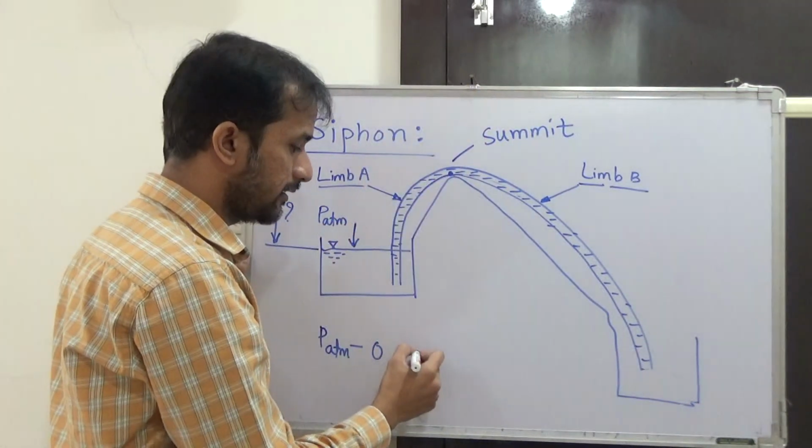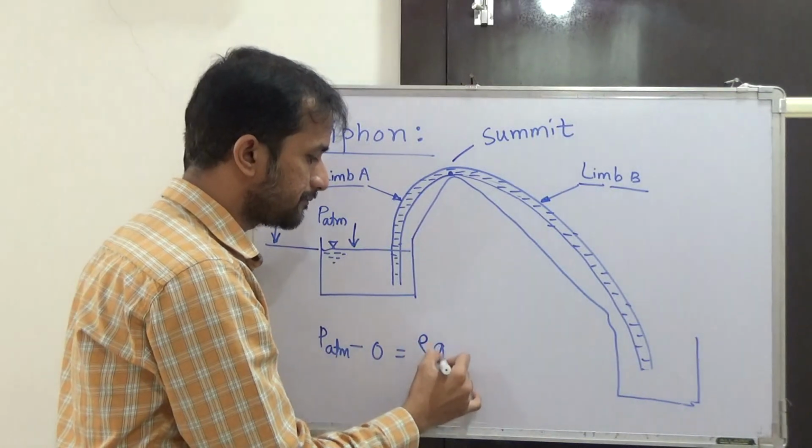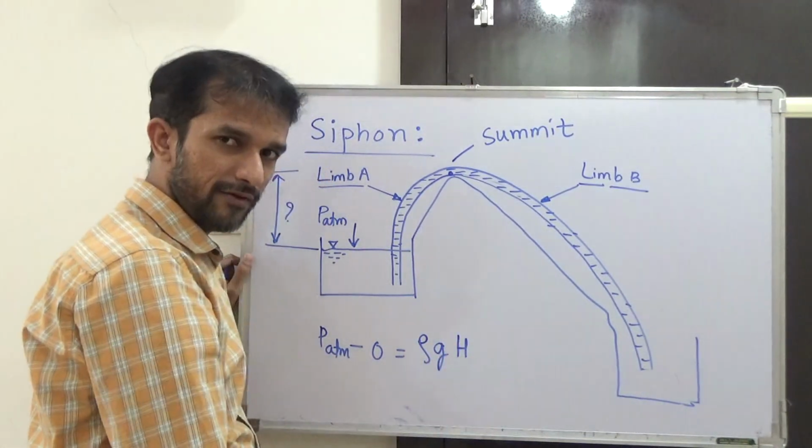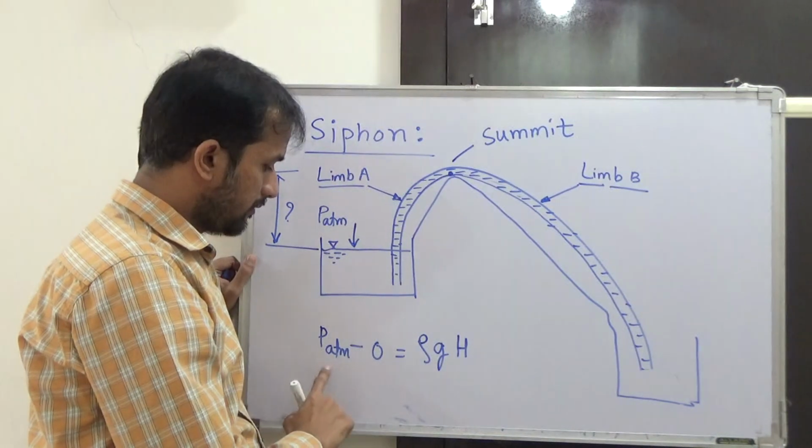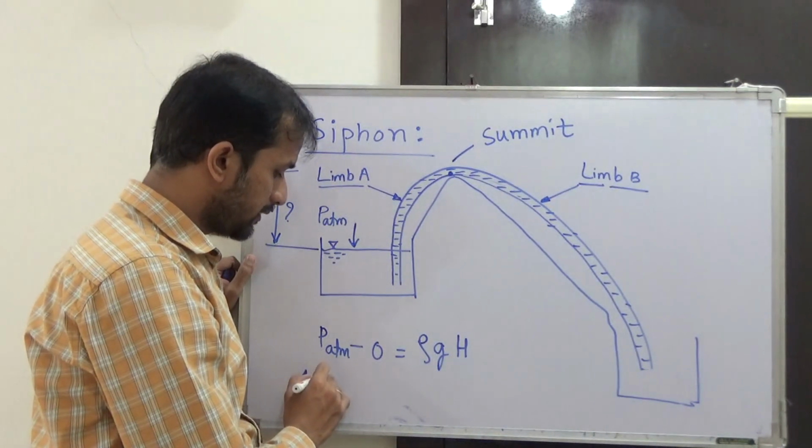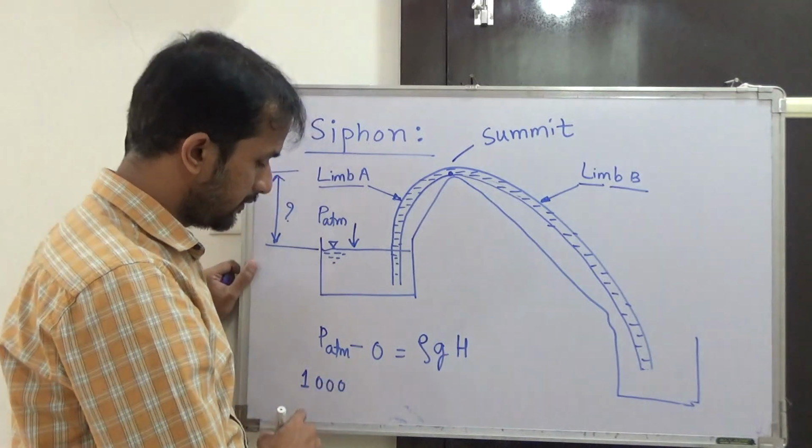If I want to find that out, pressure is equal to rho g h. So if I want to find out this, 1 atmosphere pressure is what? 1 into 10 raised to 5. Simplified, I can discuss.